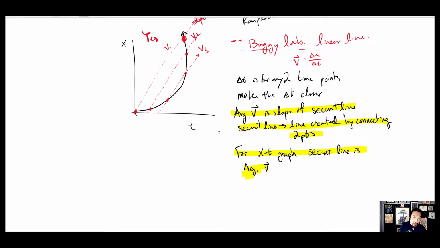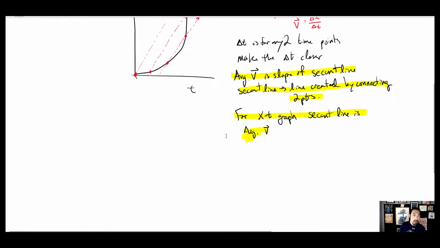Now, let's go into the minds of Newton and the previous geniuses of our time, these math geniuses. What they were thinking about is, if I were to shorten our delta t so that the points get closer and closer together, is there a point where the delta t is so close that it's basically the same point? And the answer is yes. Okay, so let's write that down.